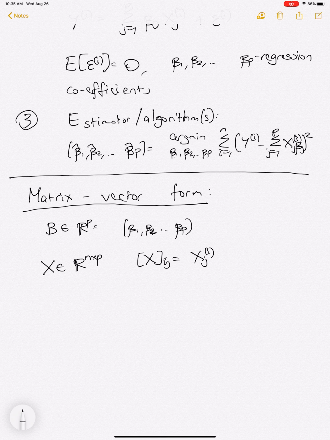Okay, where each entry, and this is where the notion of knowing the sample index and the covariate index is important, where the ijth entry corresponds to the ith sample and the jth covariate. And then we're also going to have a vector.